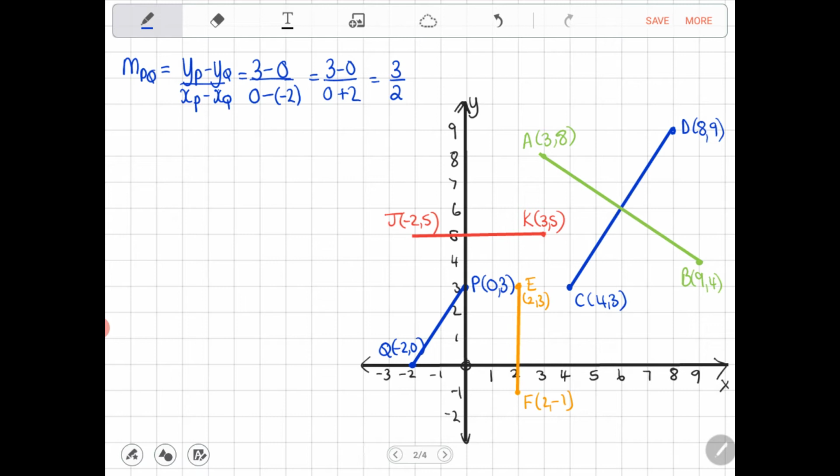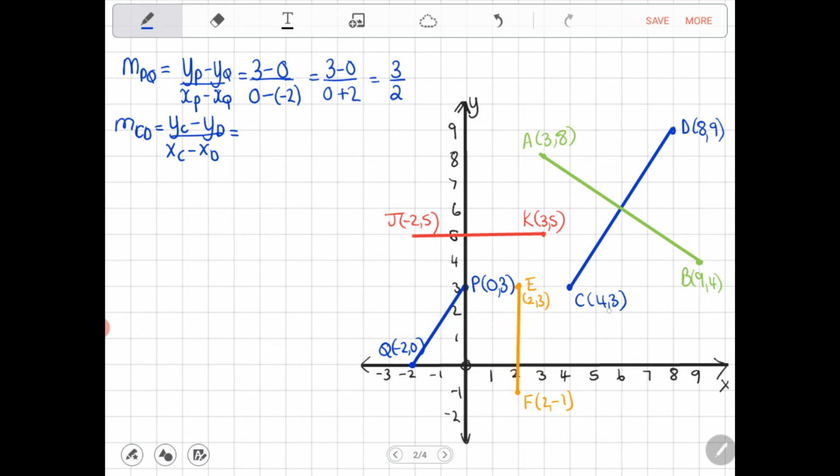Now I'm going to look at the other blue line. What is the gradient of DC or CD? It doesn't matter which order you pick your letters, as long as you keep the same ones first and the others last. So we're going to have the y at C, I just always follow what I've written here, minus the y at D over the x at C minus the x at D.